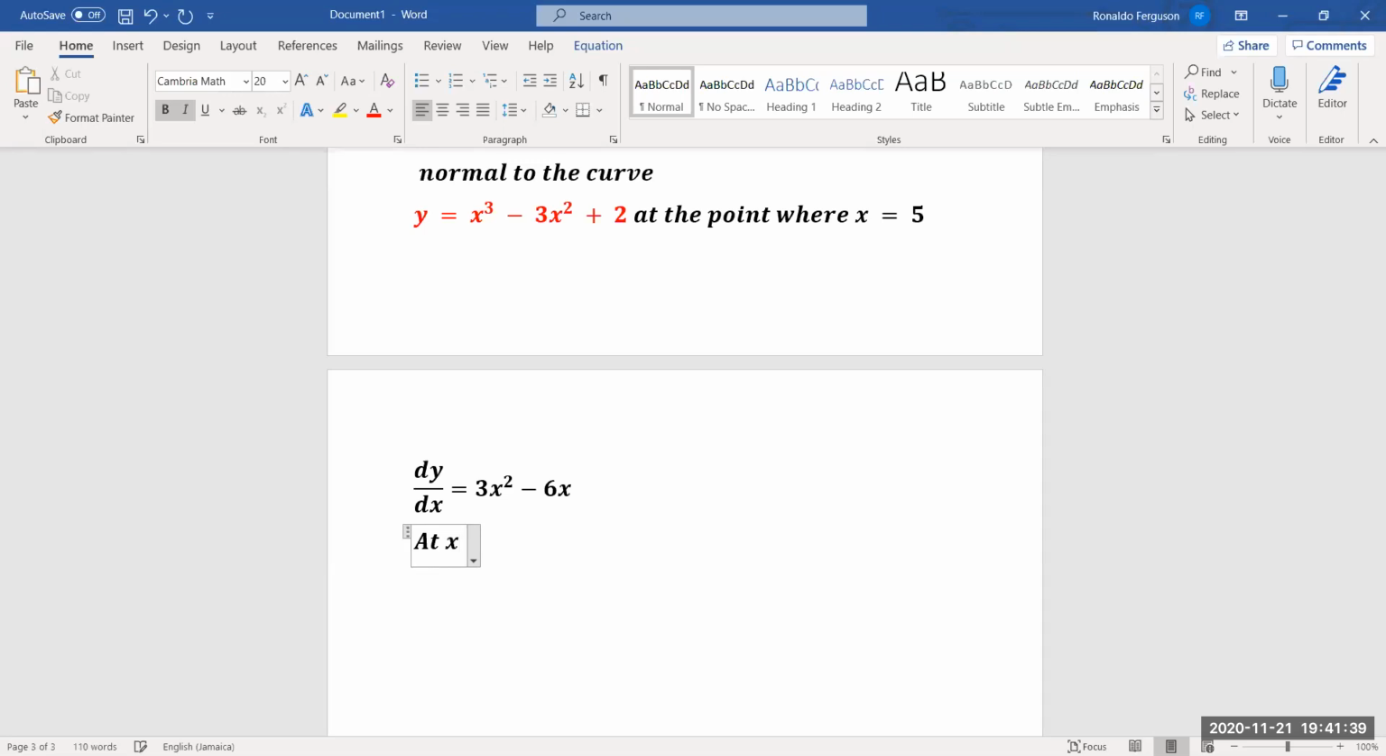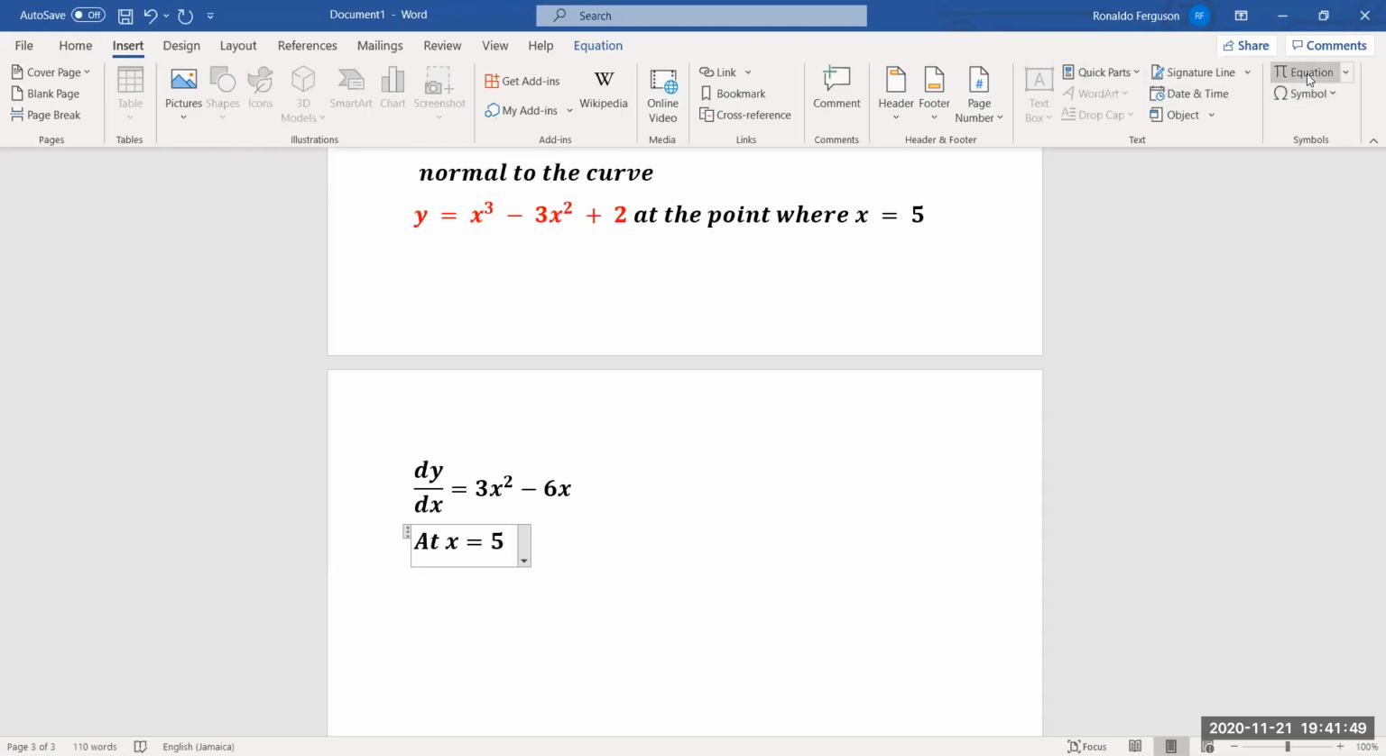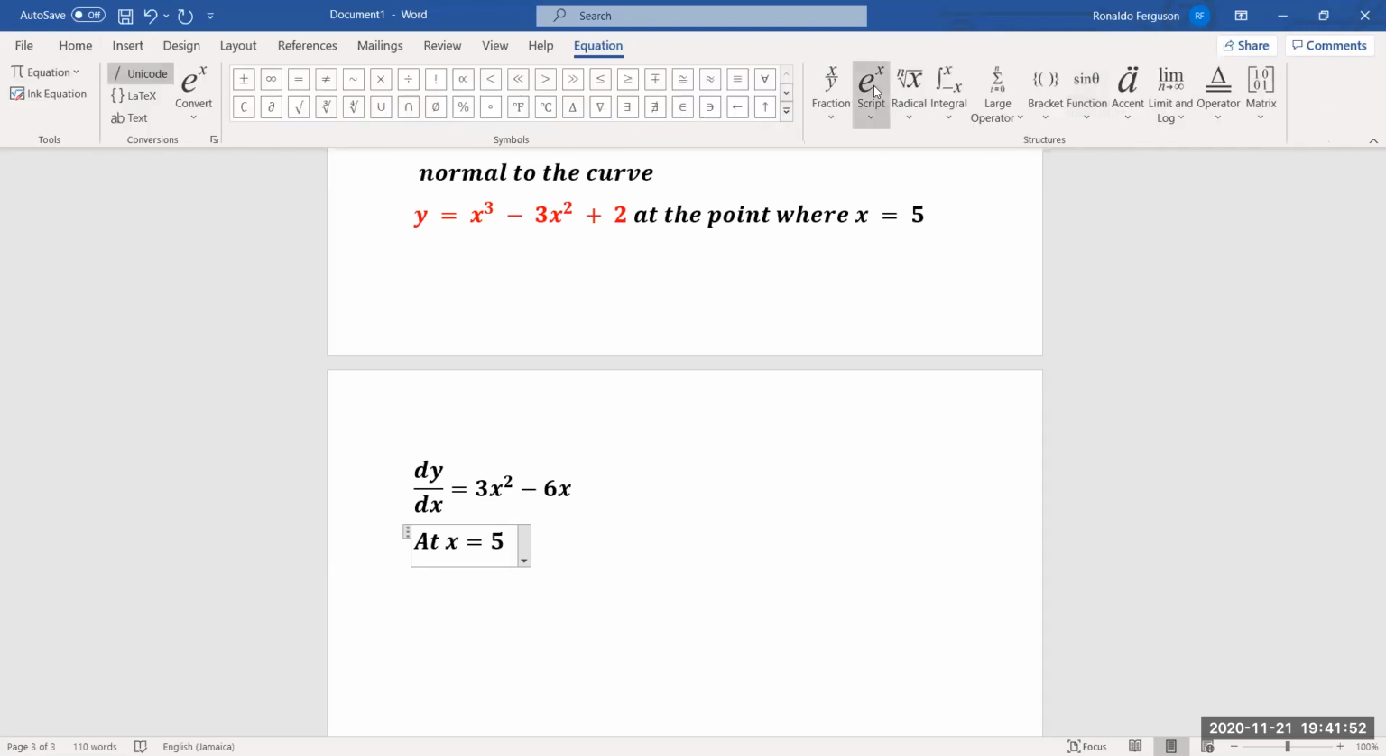Very good. So when you plug in x equal 5, what you're really finding is the gradient of the tangent. You don't have to call it mt, but I like to call it mt. At x equal 5, mt is equal to dy by dx when x is 5. So that's the gradient of the tangent when x is 5.